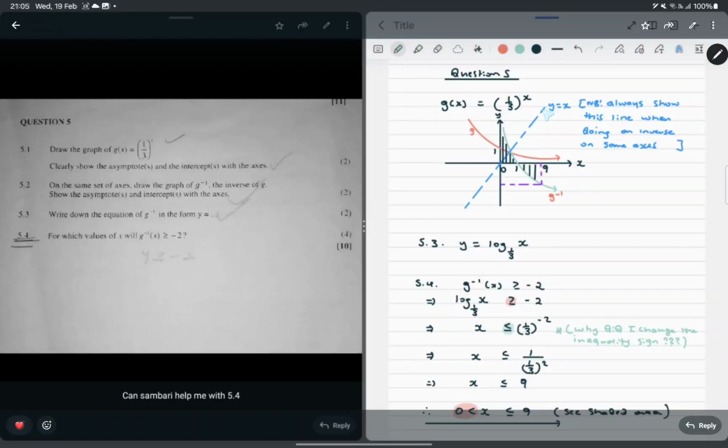And this is all symmetrical about the line y is equal to x. And please guys, do show this every time you do the graph of the inverse on the same set of x's as the original function. We need to see this line of the inverse. So that's the comment right there.